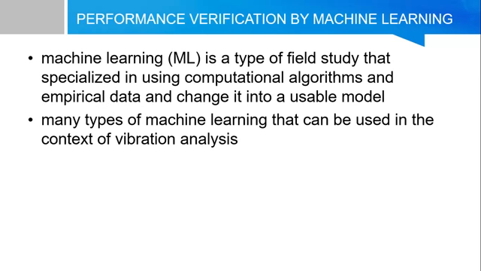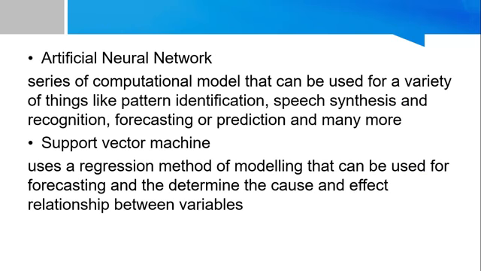And the performance verification by machine learning. Machine learning is a field of study that specializes in using computational algorithms and empirical data and changing them into a usable model. There are many types of machine learning that can be used in the context of vibration analysis. First is the artificial neural network, which is a series of computational models that can be used for a variety of things like pattern navigation, speech synthesis, recognition, forecasting, or prediction, and many more.